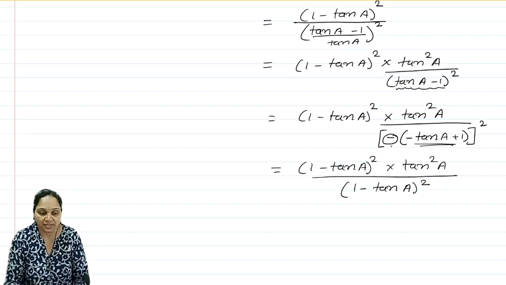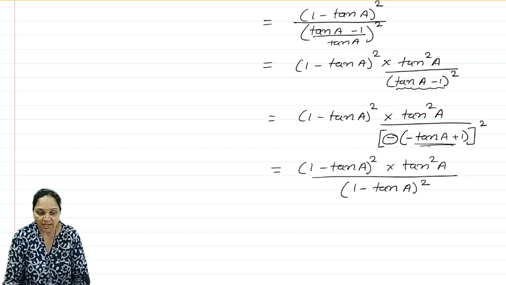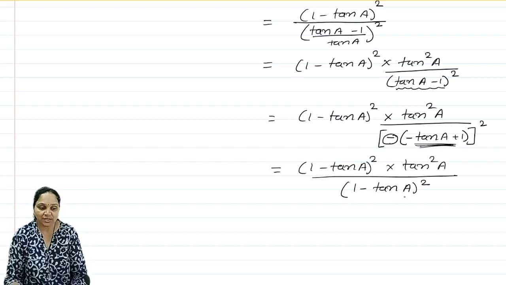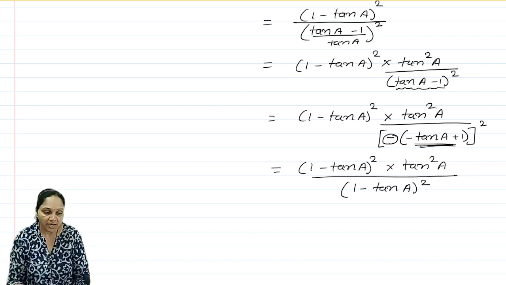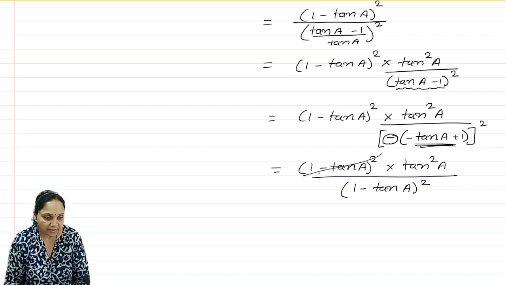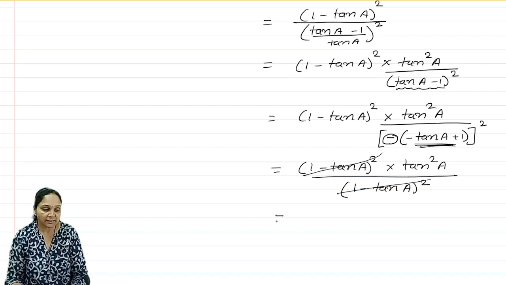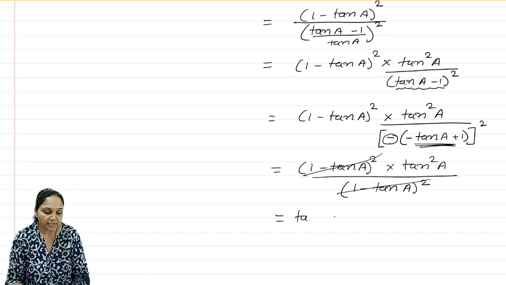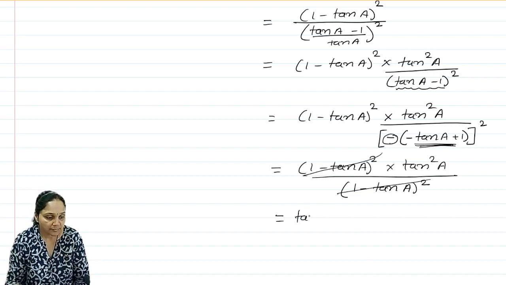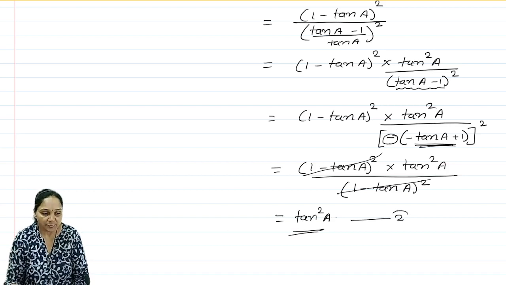Did you understand this? This is the minus sign, and if we square the minus it will become plus. So I have removed that and rearranged this as (1 − tan A) bracket square, and now I can cancel this. Now I can cancel these two brackets, and then it is equal to tan² A. Tan² A. This is the second part.